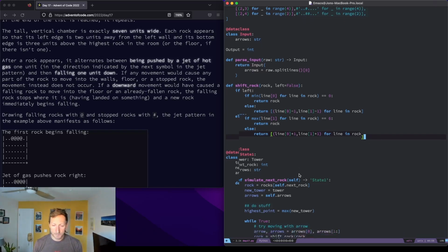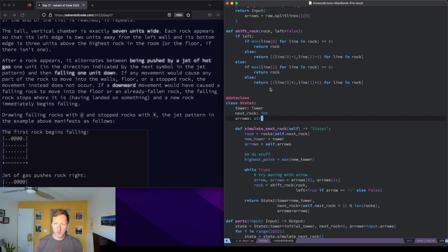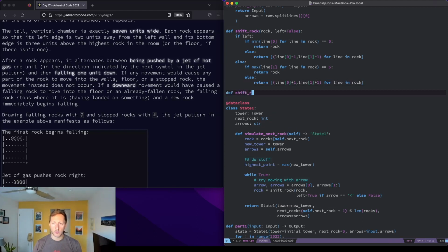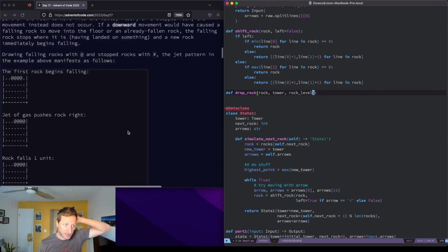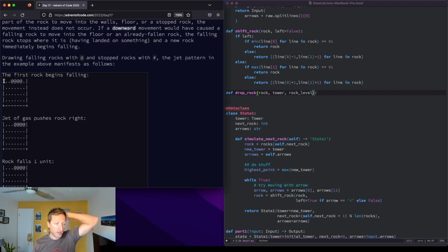And we just need to check. Now we need to do def shift rock, so descend rock, or drop, we'll call it drop rock, and then we need the tower. So we just need to know what level we're starting at, so the lowest rock level. So the tower here is all zeros, and the rock level here is 1, 2, 3, 4.